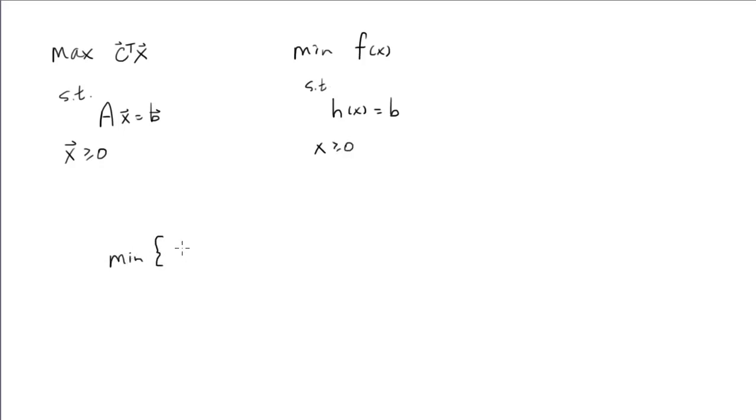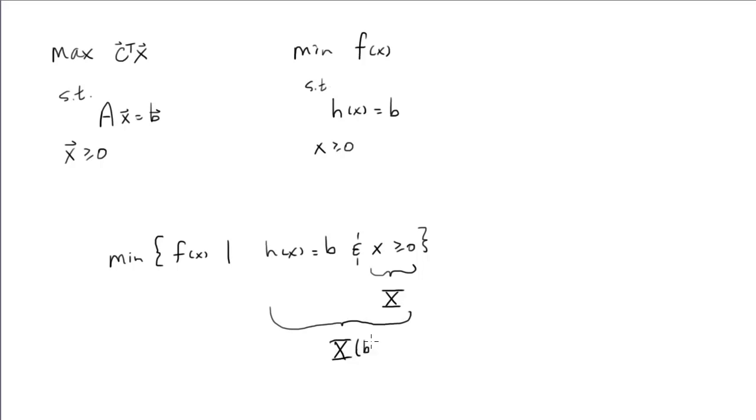Being precise about what the problem is exactly we're looking at, this set of numbers over this constrained set. The constrained set will break into two pieces. We'll call that set capital X, and we'll call that set capital X of b. So the problem we're looking at is to minimize function values over this constrained set.